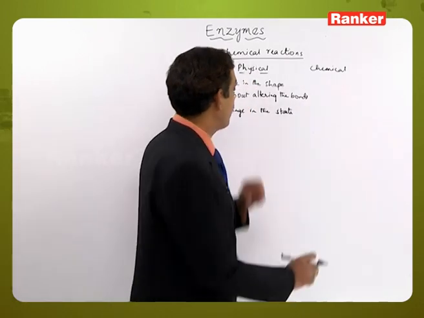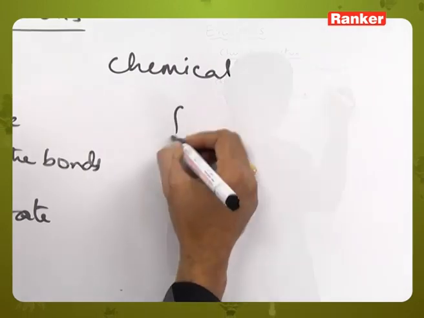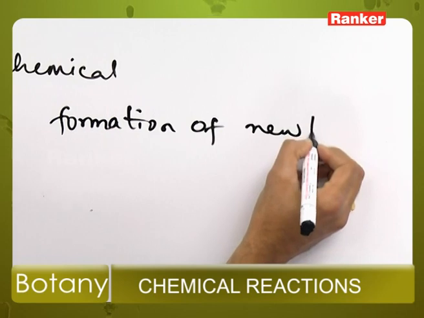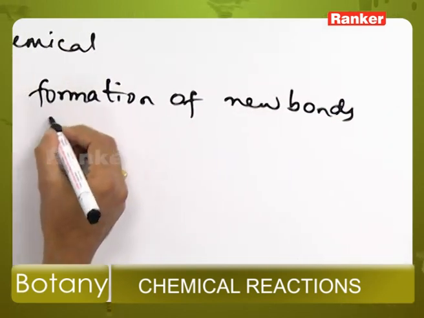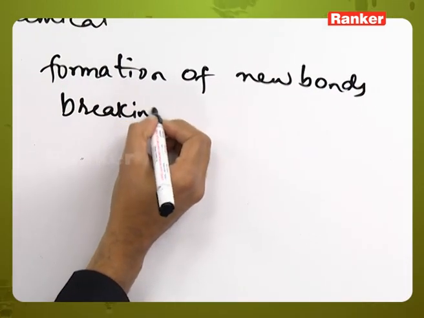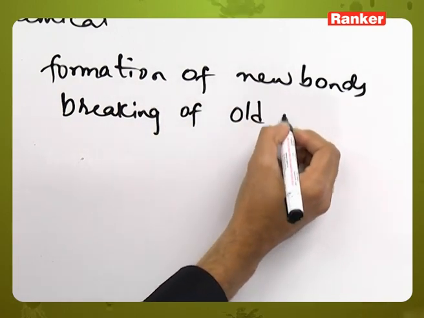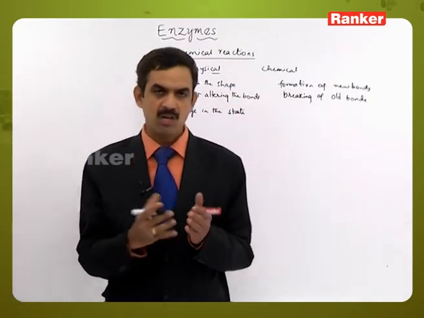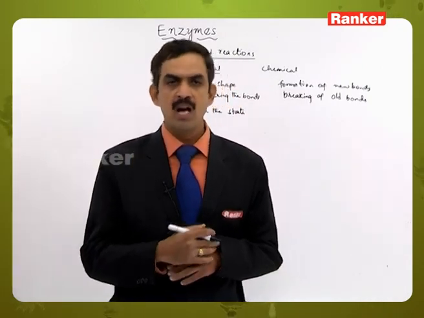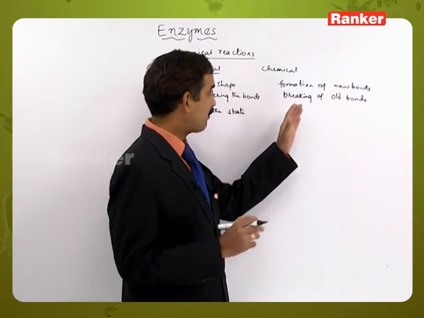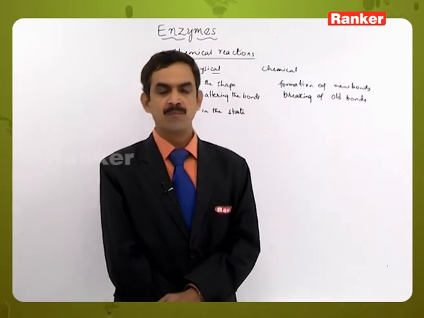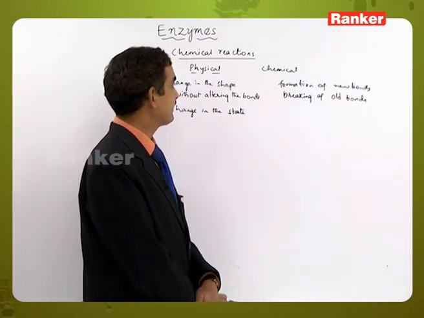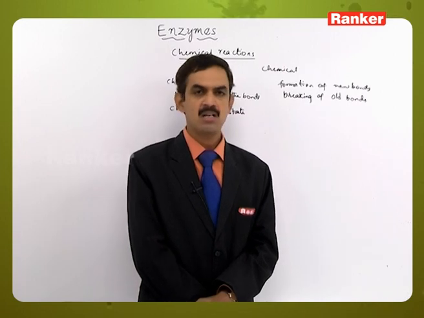But the chemical change includes either the formation of new bonds or the breaking of the old bonds. When old bonds are broken, new bonds may be formed. So in this process, one chemical compound is converted into another chemical compound. This type of change, where bonds are broken or newly formed, is called a chemical change which takes place in chemical compounds.